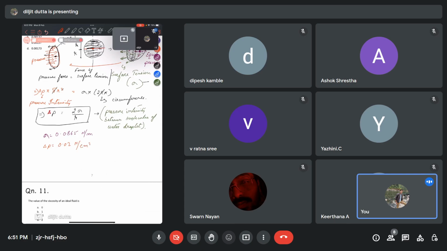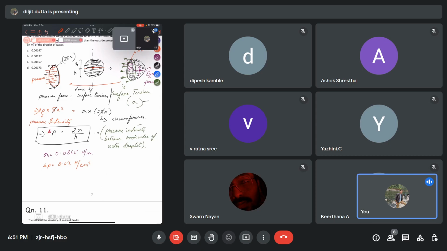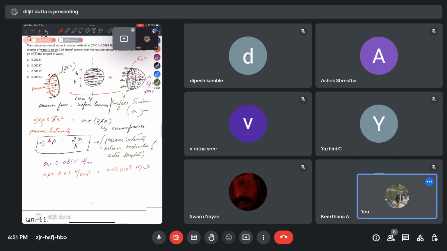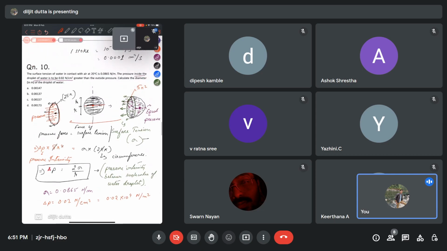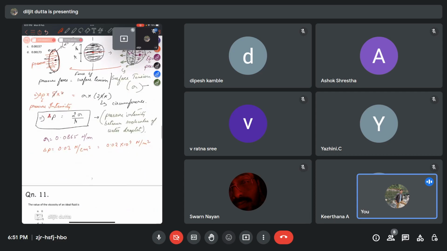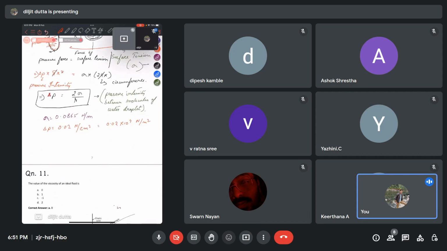This is important. It is given in Newton per centimeter square, so convert to Newton per meter square. So 0.02, and centimeter square is 1 by 100 into 1 by 100, which is 10 to the power 4 Newton per meter square. Now we have delta P, we have sigma, so we have to calculate the diameter of the droplet. Diameter is 2 into r, so if we calculate r, we can find the diameter.